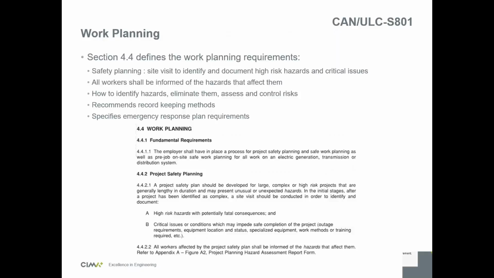Then section 4.4 defines the work planning requirements. So how to do work plans. So safety planning, for example, it says you need to start with a site visit to identify and document high-risk hazards and critical issues. Then all workers need to be informed of the hazards that affect them. Then methods on how to identify hazards, eliminate them, assess and control risks. Then it recommends some record-keeping methods, and then it specifies emergency response plan requirements.